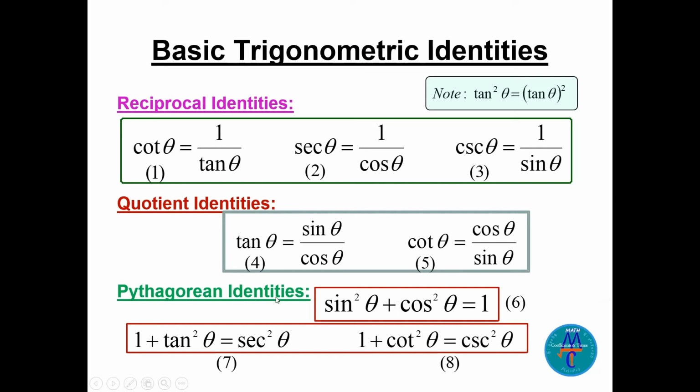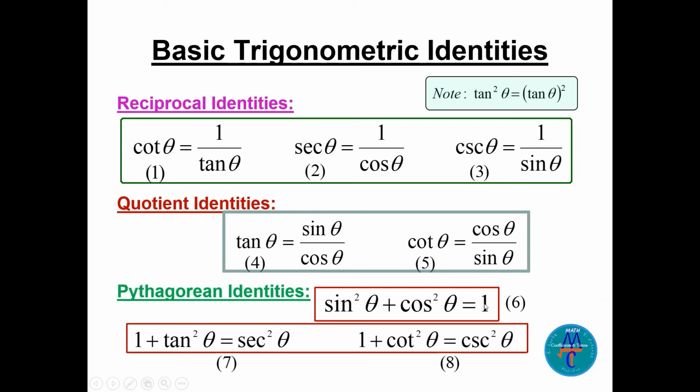Pythagorean identities: sine squared of theta plus cosine squared of theta is 1. This is number 6 here. Number 7, 1 plus tan squared of theta will be secant squared of theta. And number 8, 1 plus cotan squared of theta is cosecant squared of theta. We can get 7 and 8 from number 6.